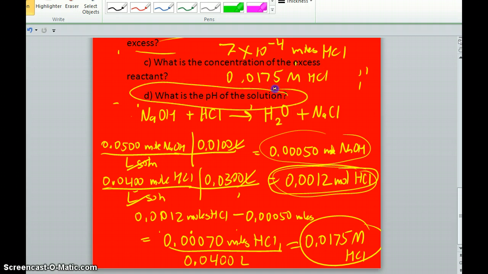And now to answer the final question, what's the pH of the solution? Well, the pH is going to be determined by this excess acid. This acid is going to dissociate in 1-to-1 ratio, and we're going to have 0.0175 moles per liter of protons. So if I take the negative log of that, I'll get the pH. And the negative log is 1.04. So when the reaction is done and we're left over with some of our HCl, not all of it, our final pH is going to be 1.04.